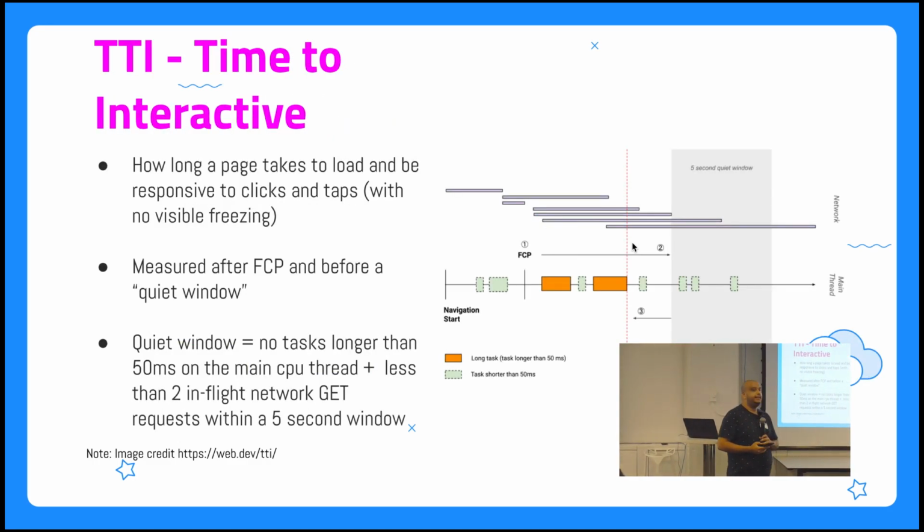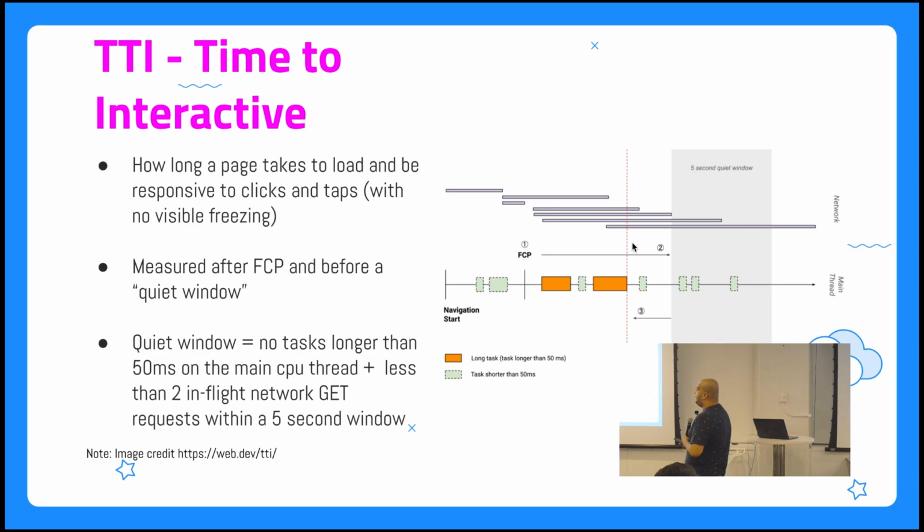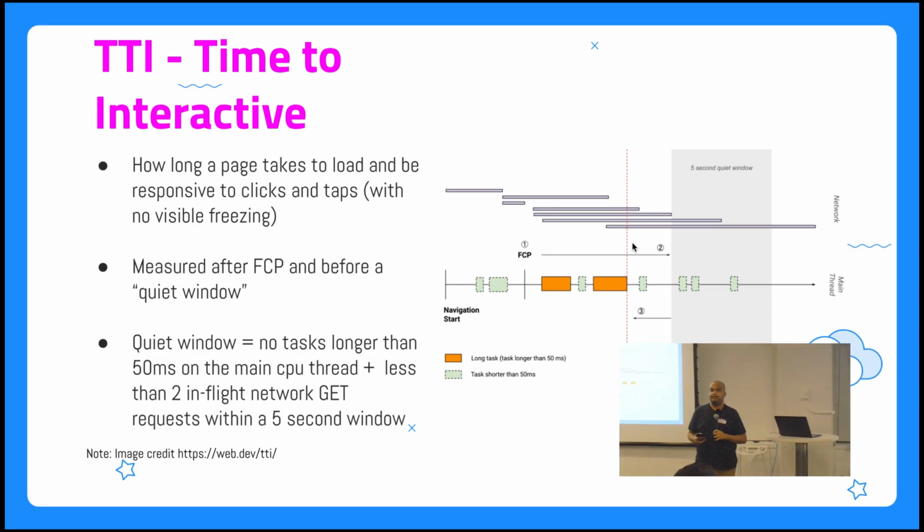So the next one is time to interactive. So this one's a bit interesting. It's how long a page takes to load and be responsive to clicks and taps with no visible freezing or input delays or things of that nature. It's measured after the FCP and what's known as a quiet window.